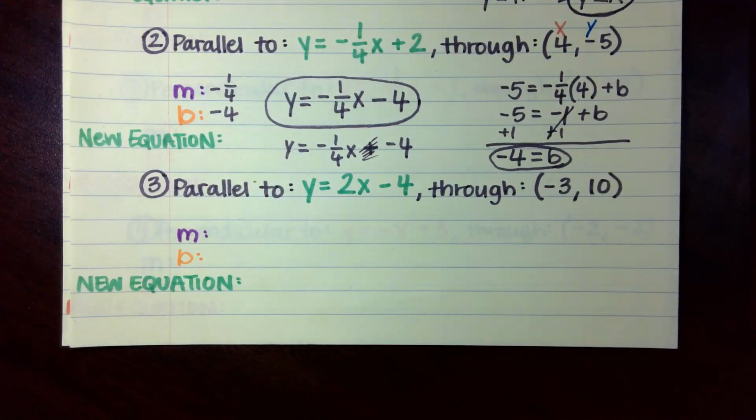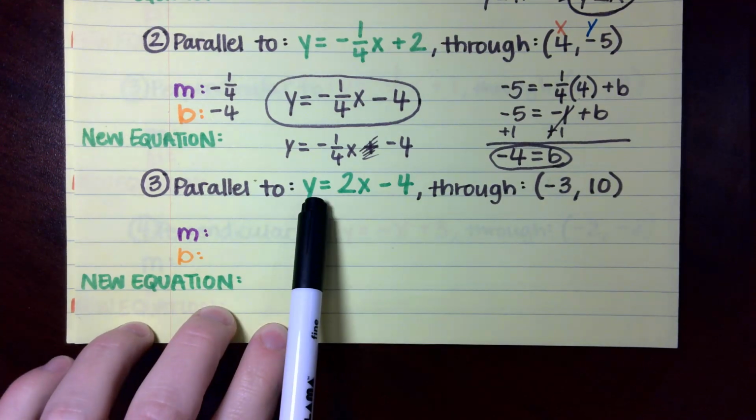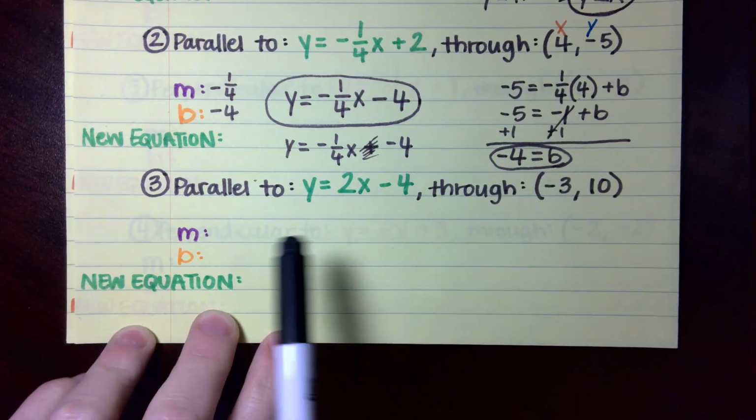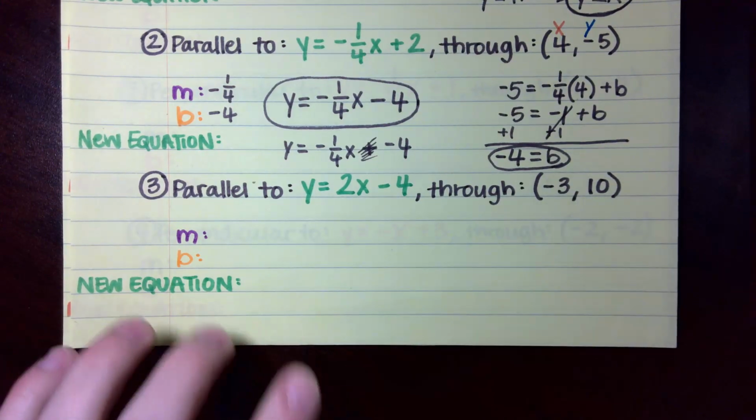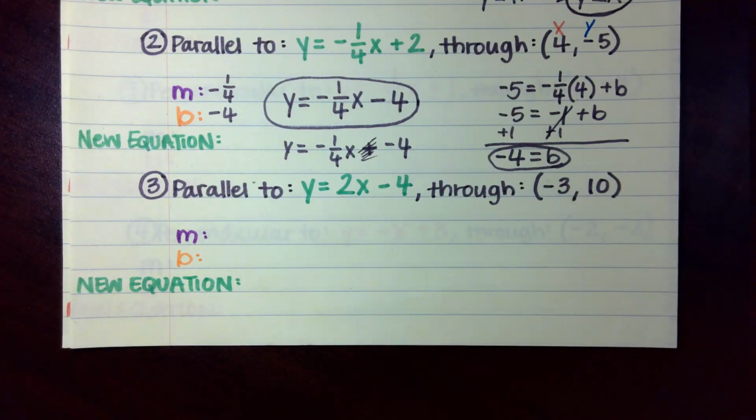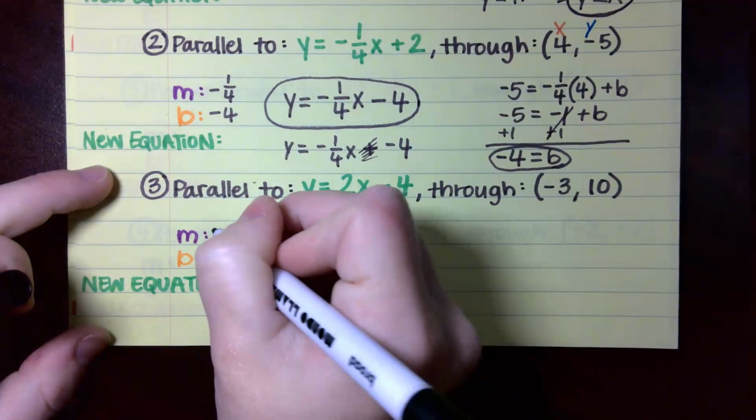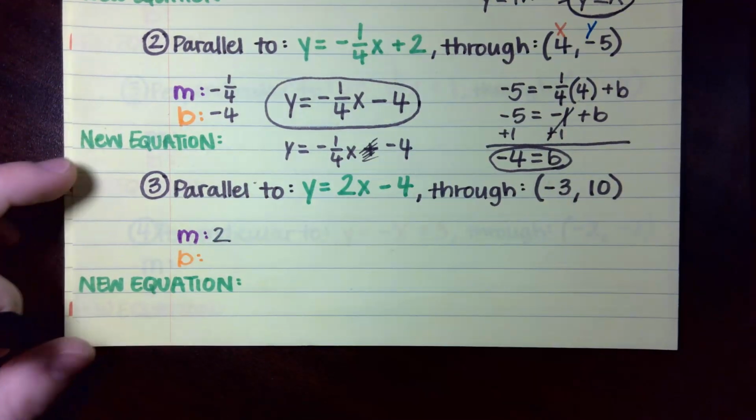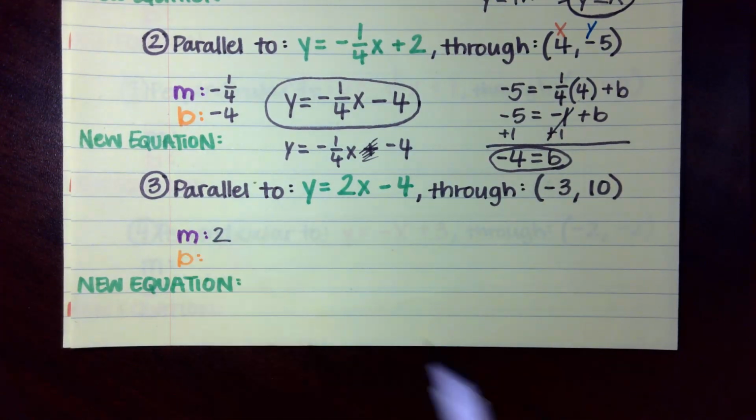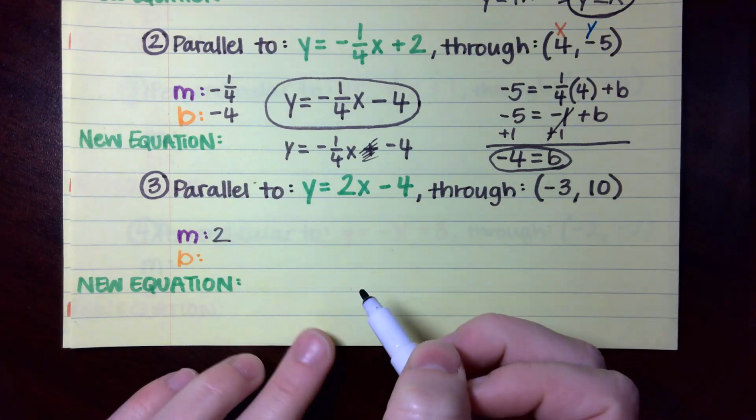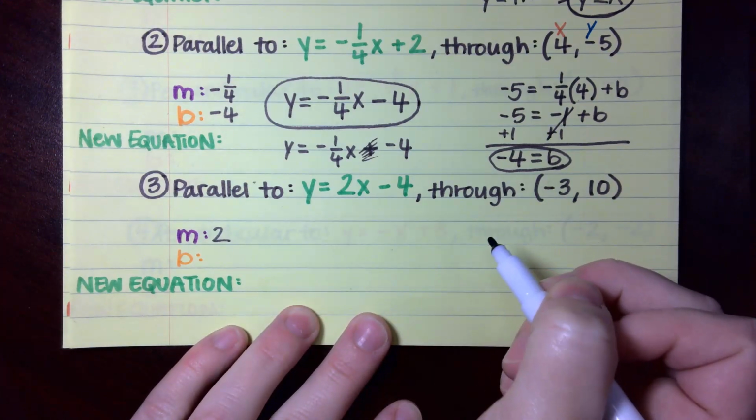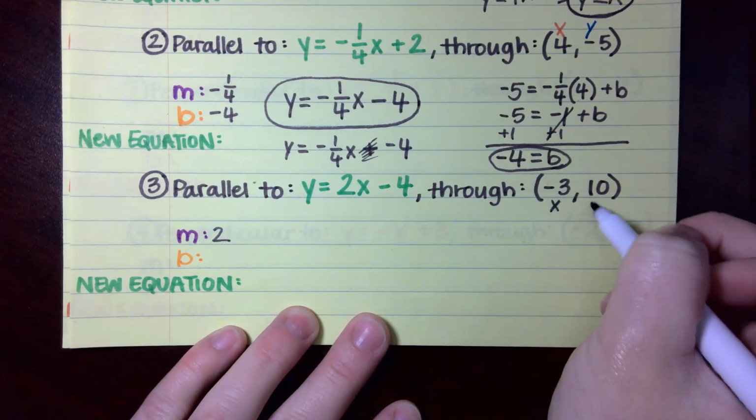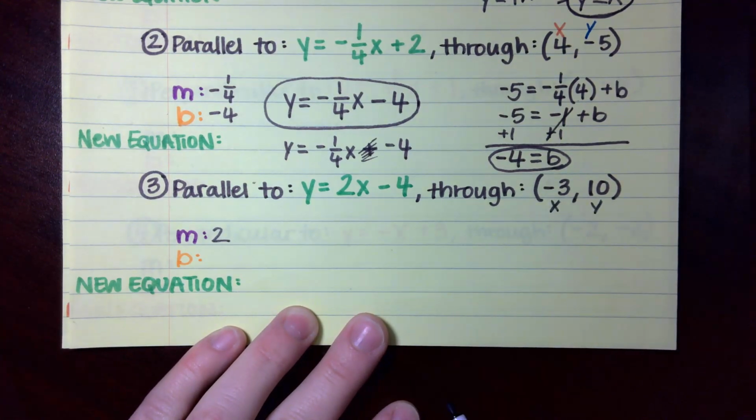All right, so let's see how we did. We want to find the line parallel to y equals 2x minus 4, and the new line goes through the point (-3, 10). First of all, what's our slope? 2. And what do we have left to find? b. So let's go ahead and find it. What are we going to do? Plug your numbers in. So I have an x and a y. What am I writing?